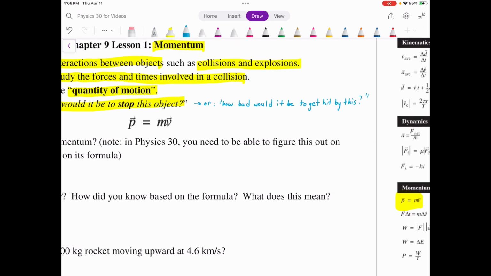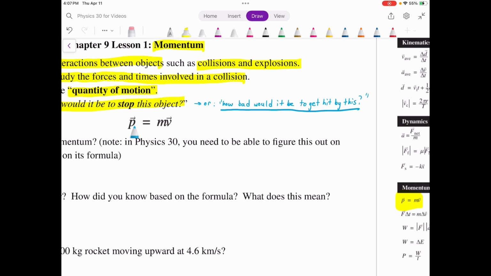So picture this, a truck that's moving incredibly slow. You still kind of don't want to get hit by it. It still has a pretty big mass, and therefore it still has a pretty big momentum. But if its velocity is very, very high, then you definitely don't want to get hit by that truck. It has a huge momentum.